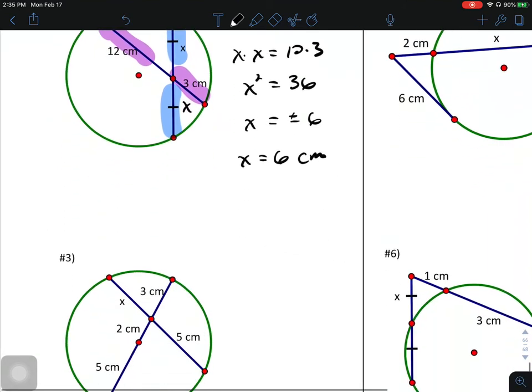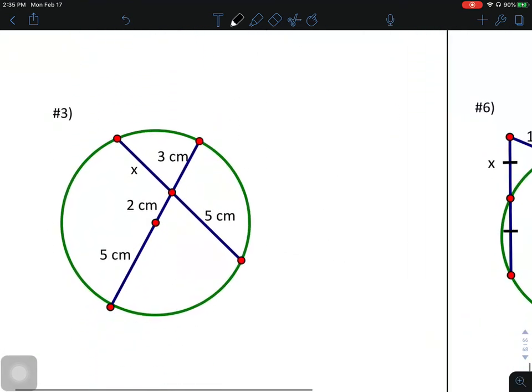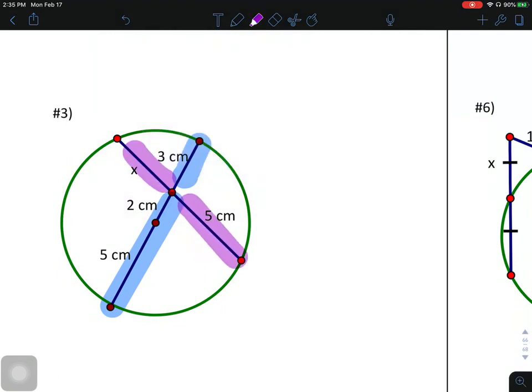centimeters. Here's another one. We got 3 times 7 should equal x times 5. That's 21 is 5x, so x is 21/5 of a centimeter.